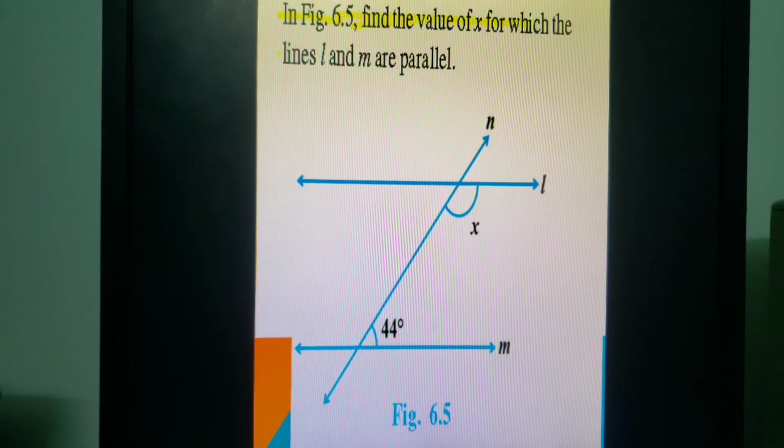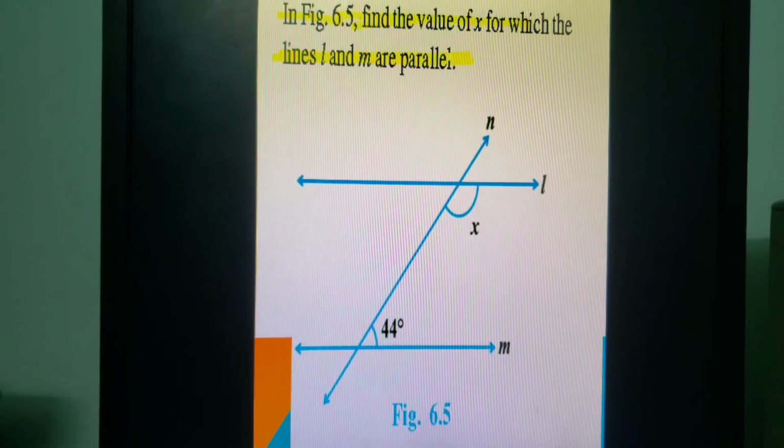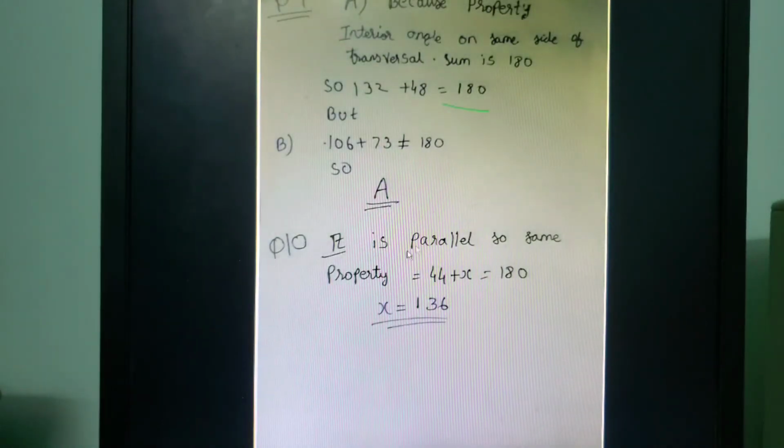So this says that clearly this line is parallel. Using the same identity, interior angles on the same side of the transversal sum to 180 degrees. So this is our 180 degrees. 44 plus x is equal to 180 degrees. So the value of x is 180 minus 44.